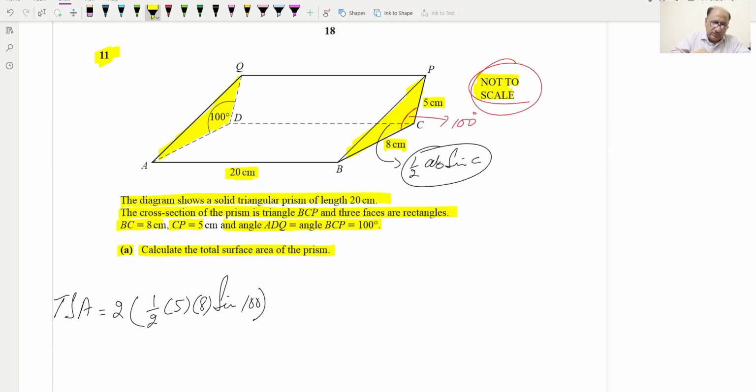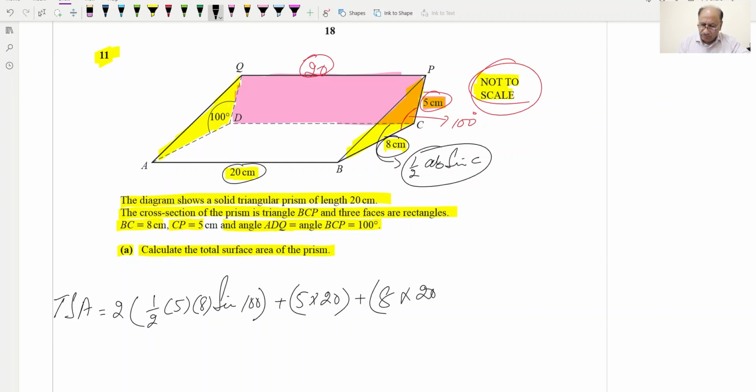Now we can take the next one. The next area is 5 multiplied by 20. Which area are we taking? This is the area where the length is 20 and the height is 5. So we are taking this rectangular area, and this is only one side, so we are not multiplying it by 2. This side is 5 and this side is 20, so we multiplied 5 by 20. The next thing is the base. The base is 8 multiplied by 20, and this will be the base.